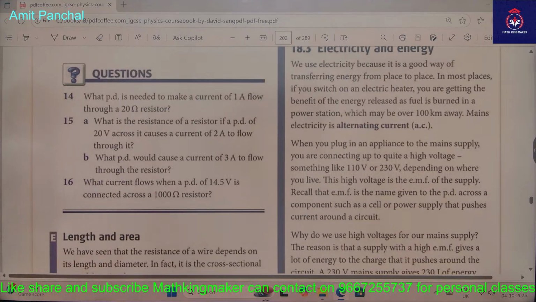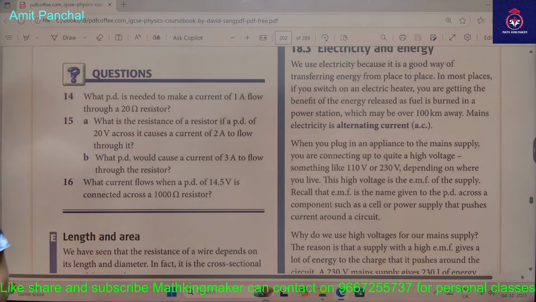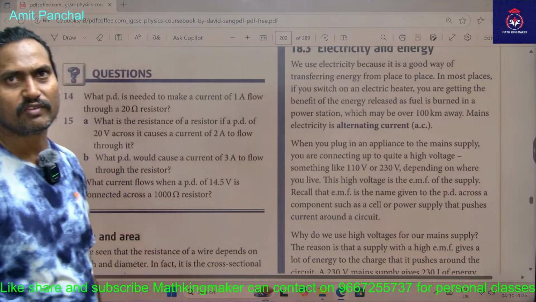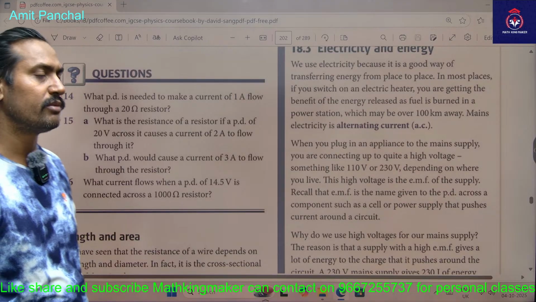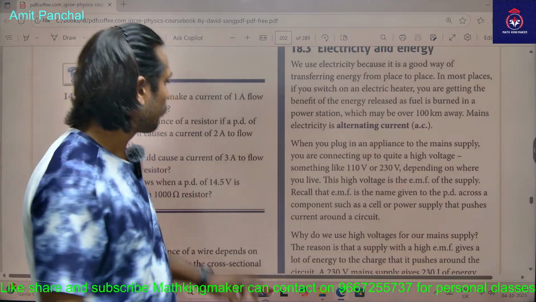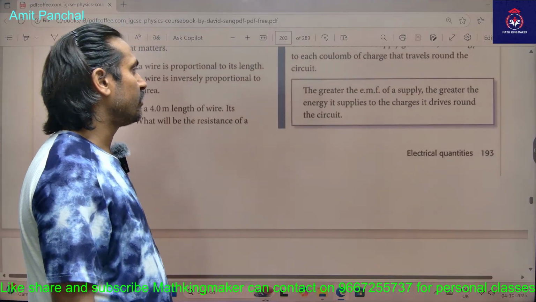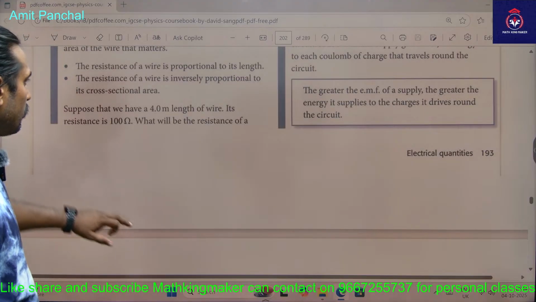Electricity and energy, it's the last topic. You have two types of current, alternating current and direct current. We already talked about it. What is alternating current? It is a sinusoidal wave. The current keeps changing direction, its direction and magnitude always change. The greater the EMF of the supply, the greater the energy it supplies to the charges it drives around the circuit.